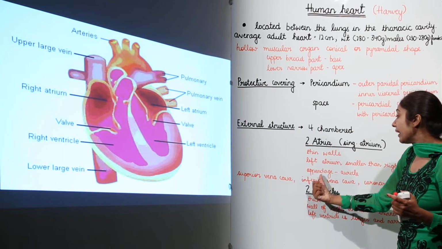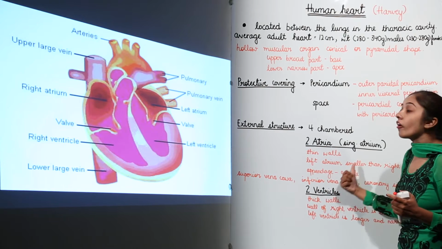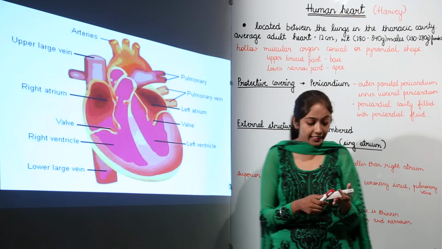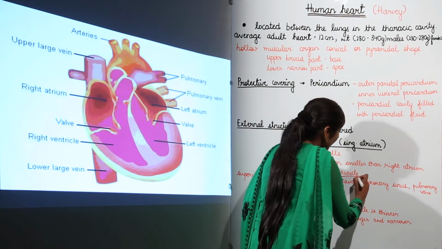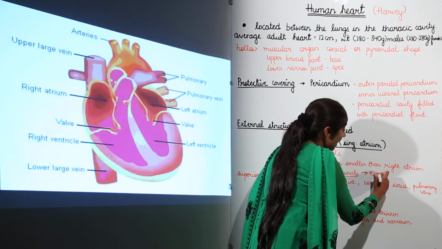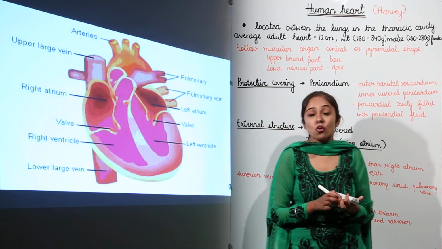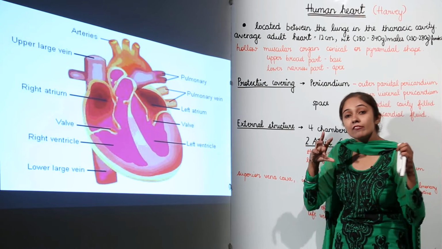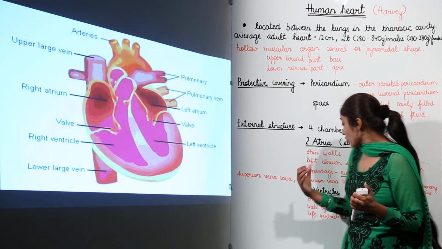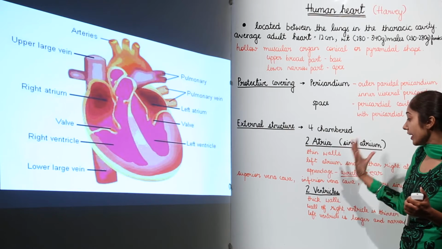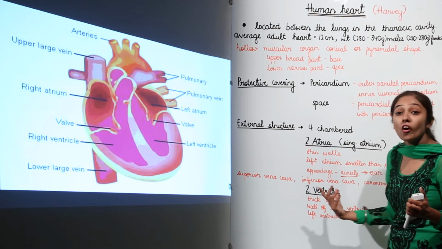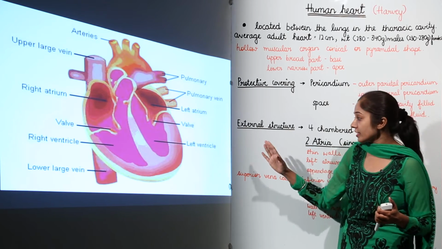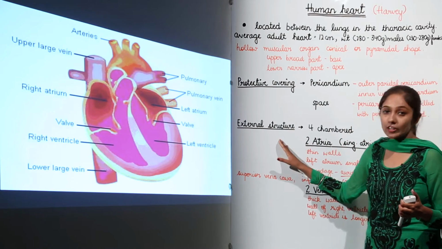Then there are appendages that we call auricles. From auricles, just remember the word ear. They are termed auricles because they give an appearance of an ear. So there are appendages in the atria that we call auricles. We will discuss these functions and how the heart works later. For now, just try to understand the external structure of the heart.